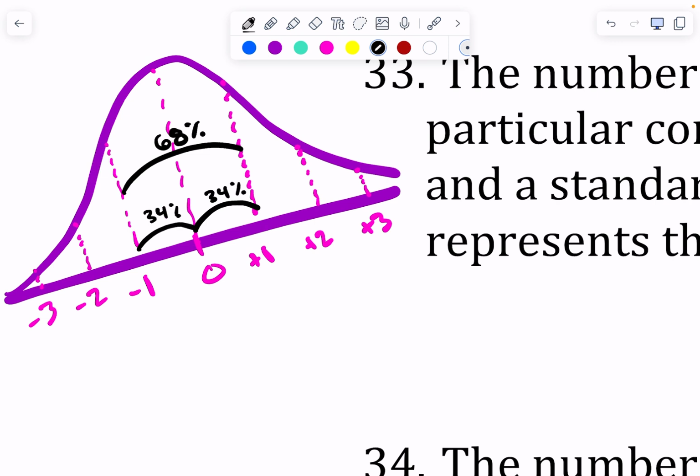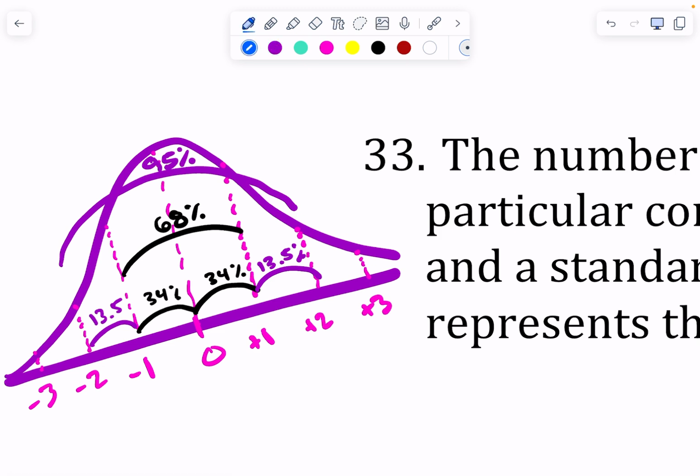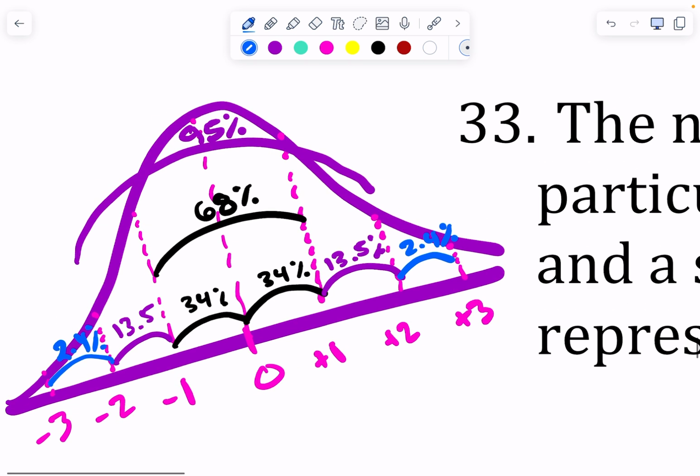Then, do you know what percent is from positive 1 to positive 2? You're close. 13.5% and 13.5%, which means overall, here is 95%. 95% from there to there. And from here to here is how much? 2.4%. I think it was like 2.35. We'll go 2.4%. 2.4% and 2.4%.